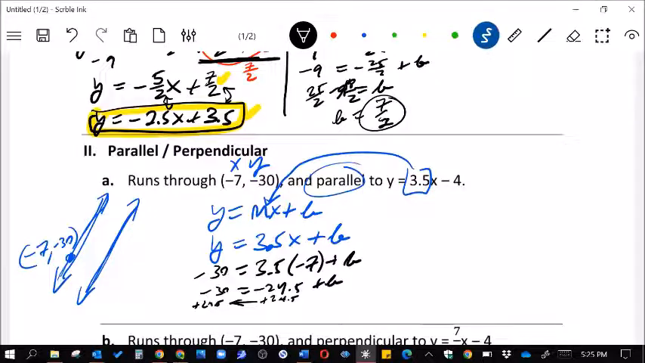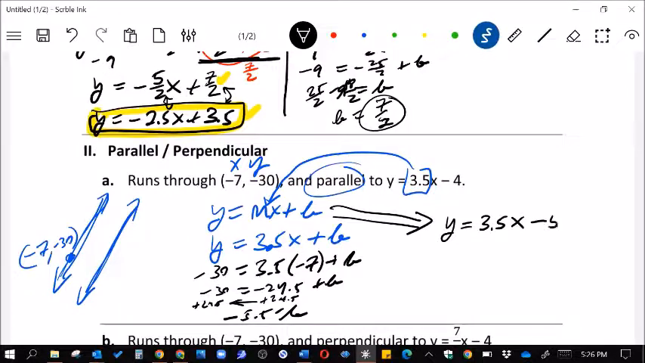And what we get is -5.5 for the b. Well, let's put it back into this format. y equals 3.5x minus that 5.5. Okay. There, make that so it's easier to read for that part of it.